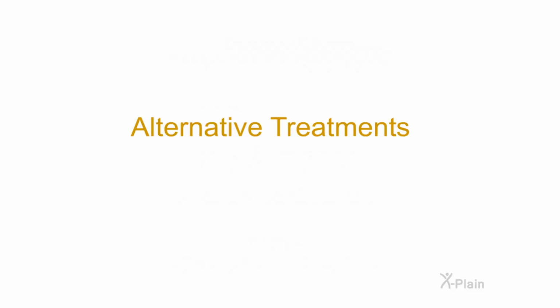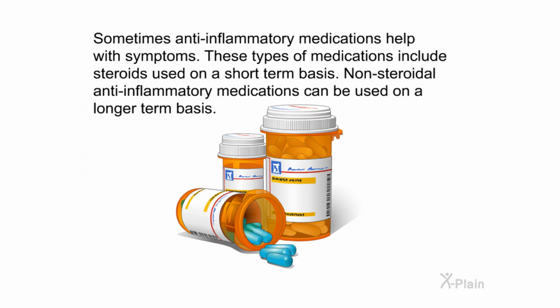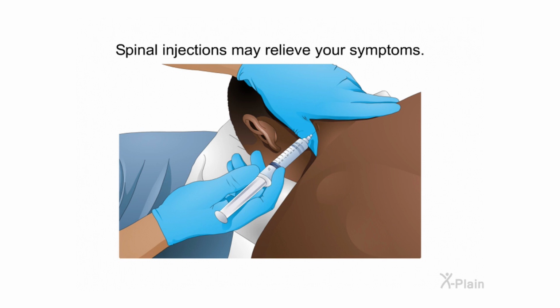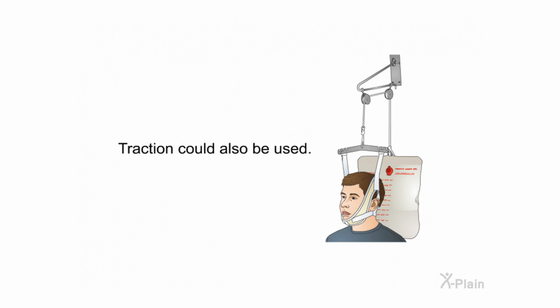Alternative treatments. Using a cervical collar may help ease the symptoms of disc degeneration. Sometimes anti-inflammatory medications help with symptoms. These types of medications include steroids used on a short-term basis. Non-steroidal anti-inflammatory medications can be used on a longer-term basis. Spinal injections may relieve your symptoms. Physical therapy may help relieve symptoms. Traction could also be used.